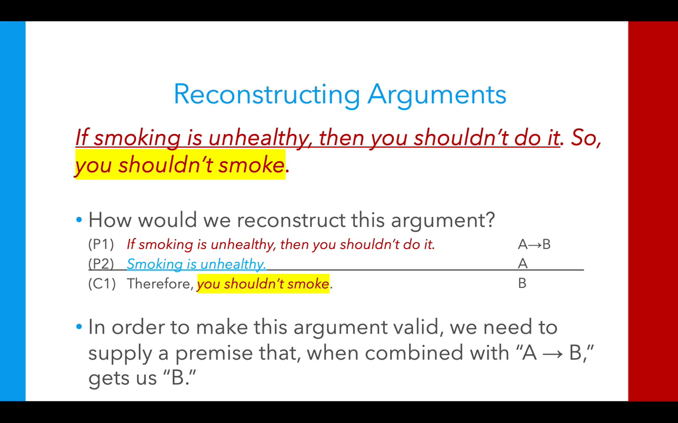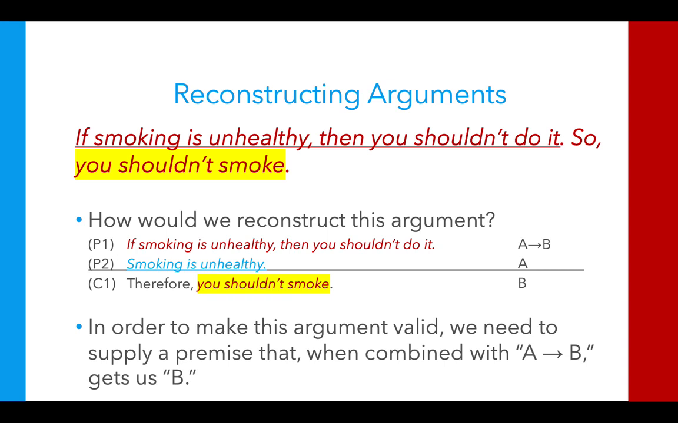And again, we can evaluate this. If smoking is unhealthy, then you shouldn't do it. Smoking is unhealthy, therefore you shouldn't smoke. If we look at the premises, we may say, well, are these valid or not? Sorry, are they true or not? Validity is a property of arguments, not a property of premises. Are the premises true?